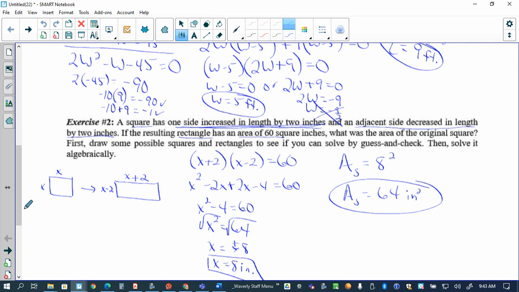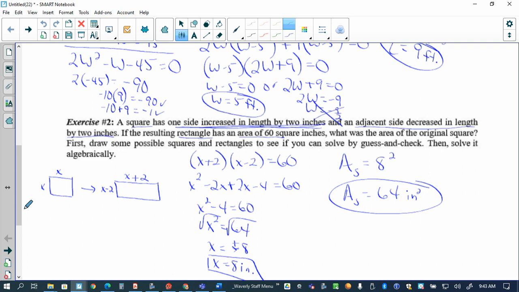Right? So if one side of the square is X and they increased it by 2, the rectangle's got a side X plus 2, right? What did they do to the other side? Reduced it, decreased it by 2. So if that's X, this one's X minus 2, right? So how are we going to find the area of this square? We need to find X, right? They told us the area of the rectangle, so we can use that to find X.